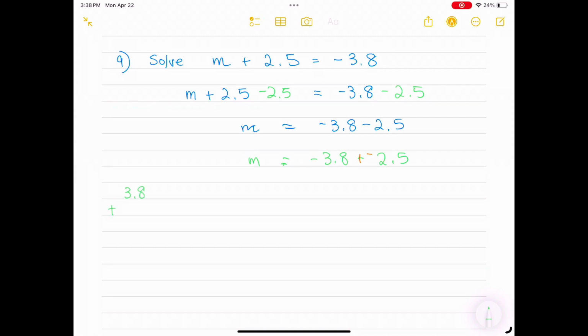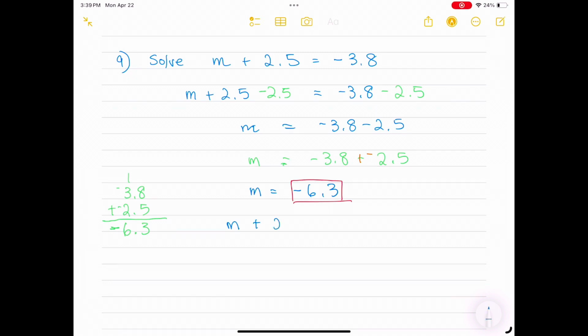3.8 plus 2.5, I do that calculation on the side, lining up the decimals, starting on the right column. 8 plus 5 equals 13, write down the 3, carry the 1. 1 plus 3 plus 2 equals 6. So m equals -6.3. Now I double check the answer by plugging in -6.3 back into the original equation.